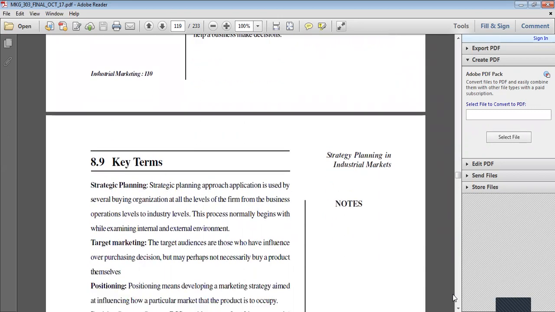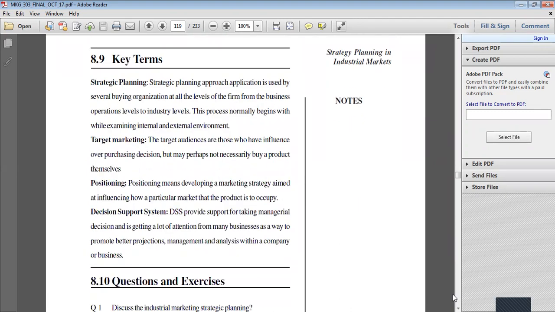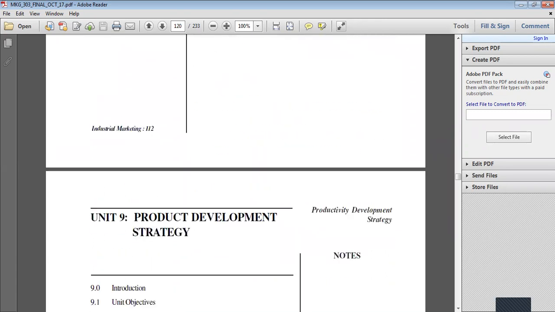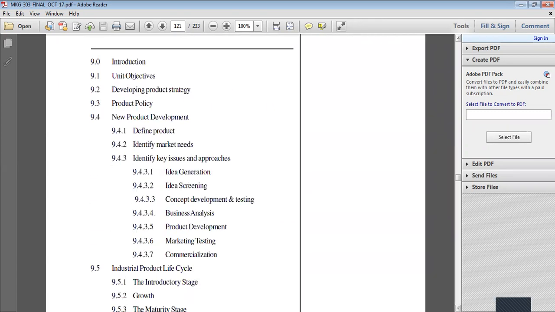Key terms: strategic planning, target marketing, positioning, decision support system. Next chapter is product development strategy.